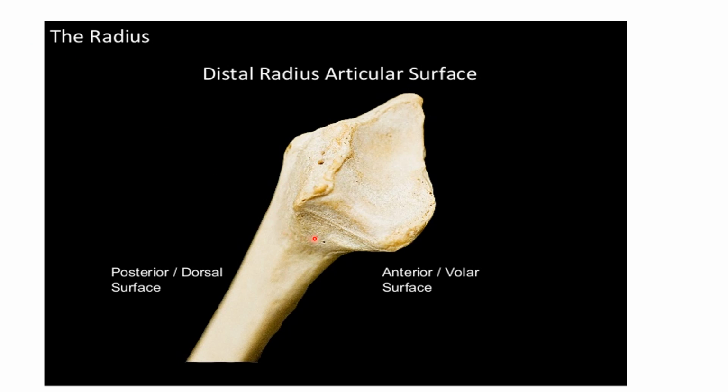So this is the ulnar notch, and the articular disc of the inferior radio-ulnar joint is attached to the lower border of the ulnar notch. So this is the lower border of the ulnar notch, and the articular disc is attached here.